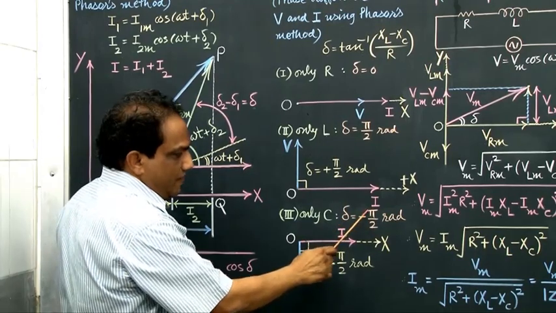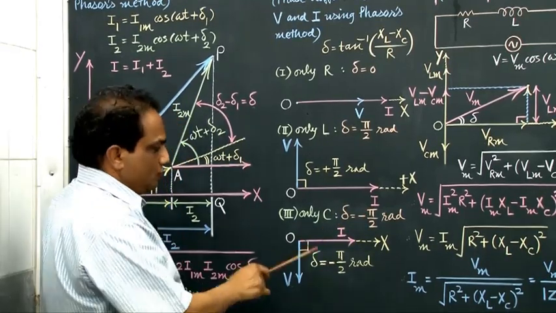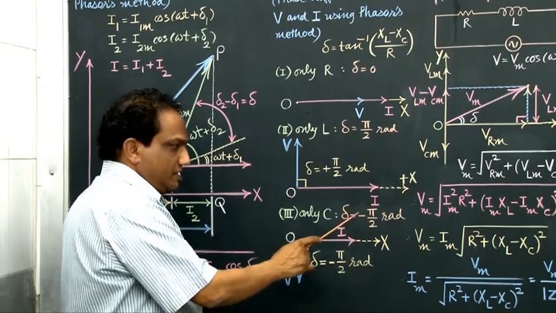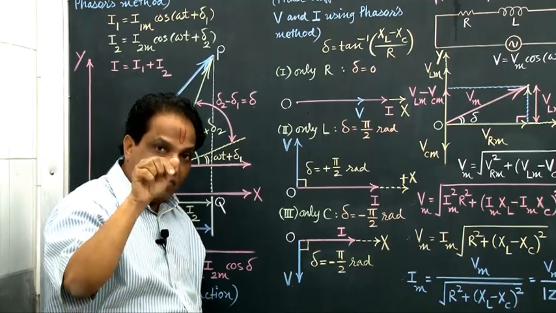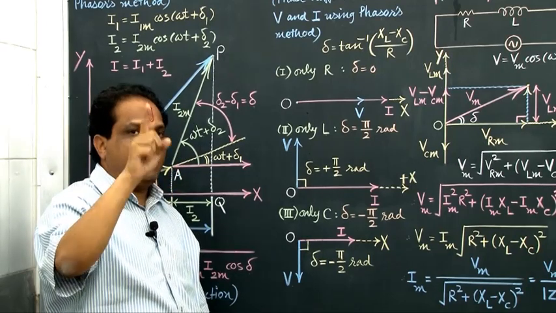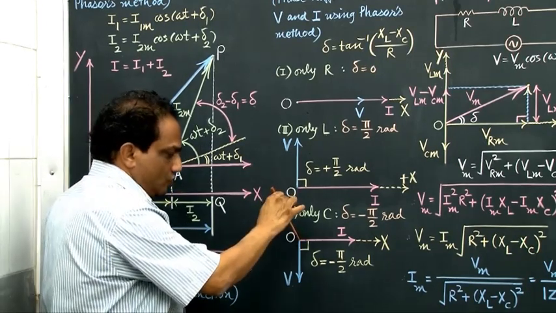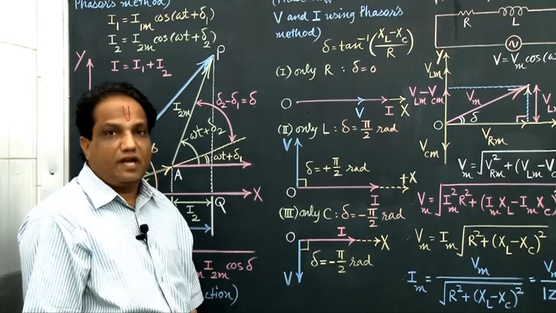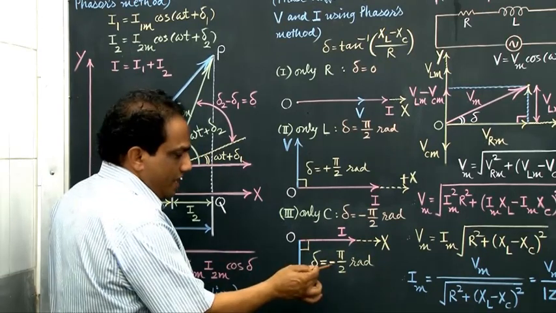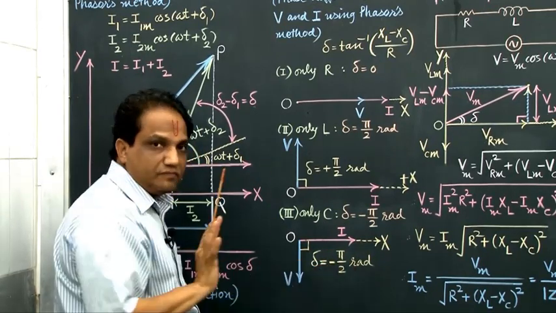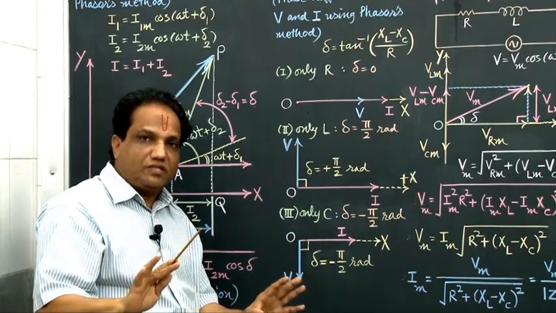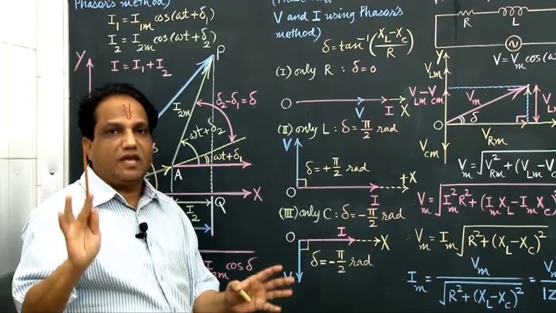And when delta is minus pi by 2 radian, as usual you should show the current phasor along the positive x-axis, but whenever delta is negative, voltage is lagging behind in phase. If voltage is lagging behind in phase, then its phasor you should show downwards along the negative y-axis. That's why this angle in the fourth quadrant will be minus pi by 2 radian. Got it? This is how, using a phasor diagram, we can relate the phase relationship between voltage and current.